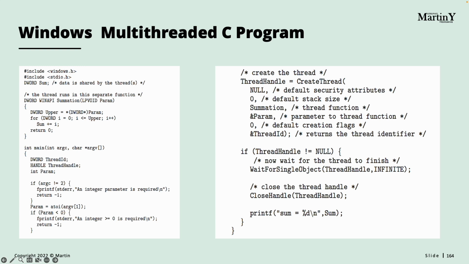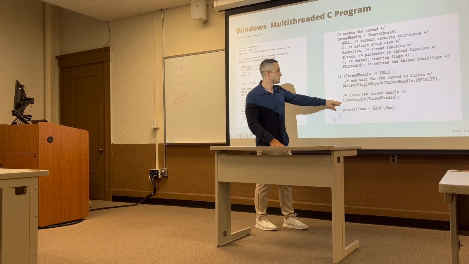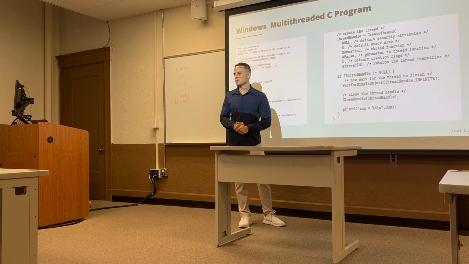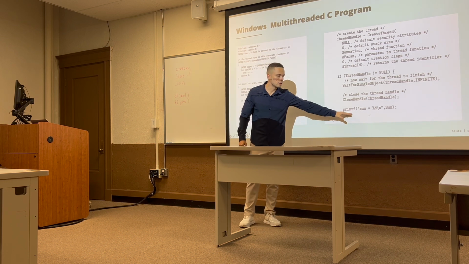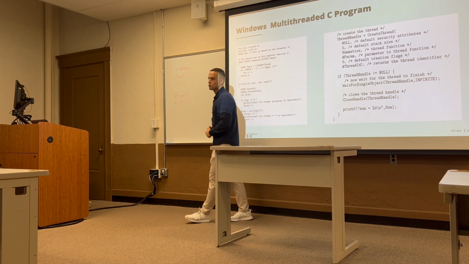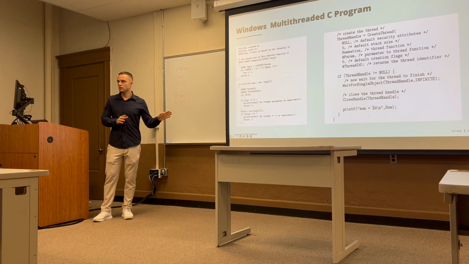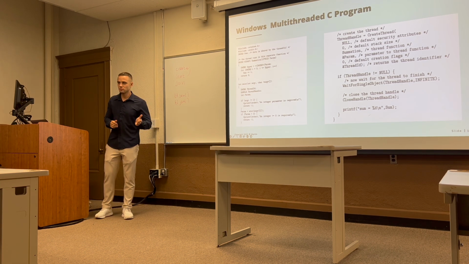After that, we wait for the thread to finish. So this is the version of the join inside Windows. Here we're waiting, and finally we close the thread once the thread completes. This is how it's done in Windows, and as you can see, in the end we again print the result of the summation. It is pretty simple code. Any issues understanding it? If you have any questions, I can clarify even more. But I think it's very straightforward, right?